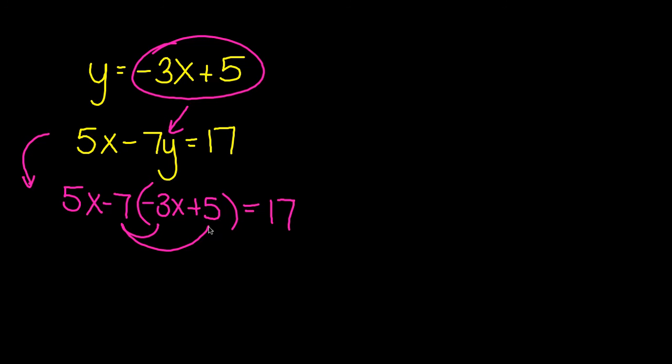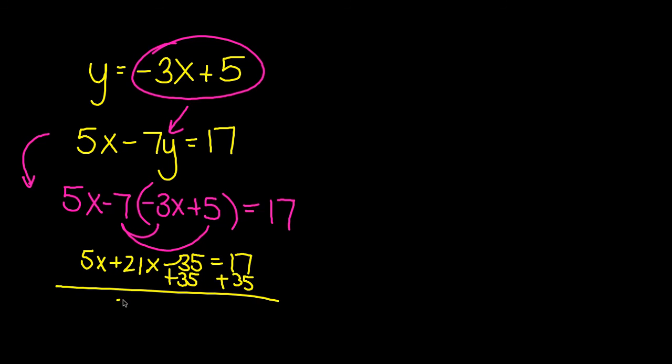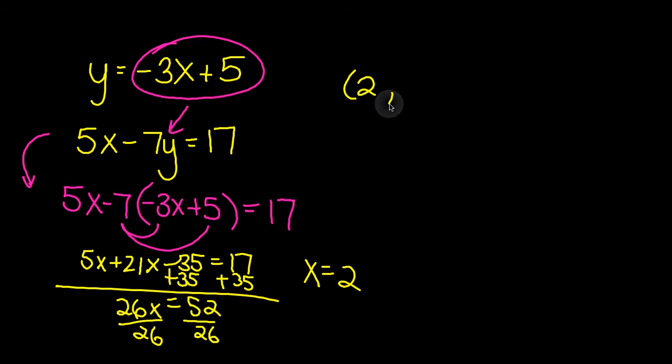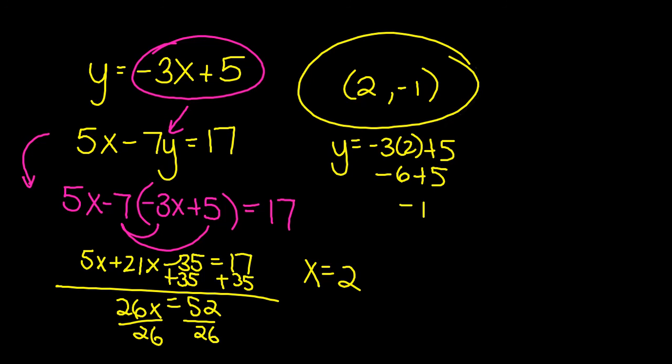All right, so let's see if you got it right. We're going to go ahead and distribute that negative 7, and we're going to get 5x plus 21x minus 35 equals 17. We are going to add 35 to both sides, and we're going to get 26x equals 52. Divide by 26, and x turns out to be, again, 2. My solution cannot just be one number. It is an x and a y, so I'm going to take my 2 and plug it in. y equals negative 3 times 2 plus 5, negative 6 plus 5, which is negative 1. And my final answer is 2, comma, negative 1.